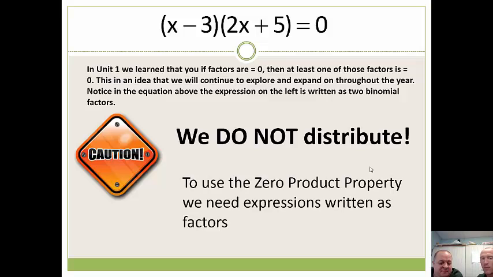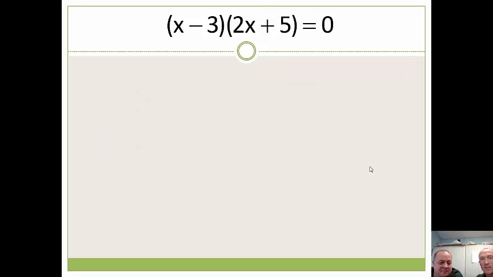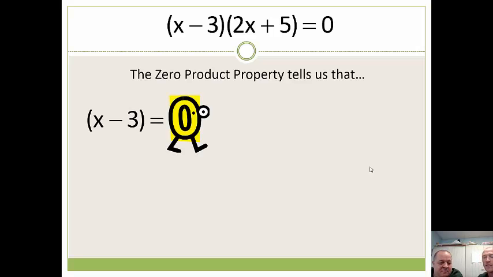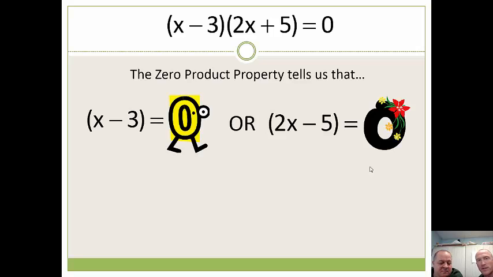So to use the zero product property, we need expressions written as factors. And x minus 3 is going to be called a factor, and 2x plus 5 is another factor. They're binomials, so we think of the terms. There are two of them. What we're going to do is take both of them and set each equal to 0. The zero product property tells us that x minus 3 can equal 0 or 2x plus 5 can equal 0. You take them separately and you can make some sense out of all this.